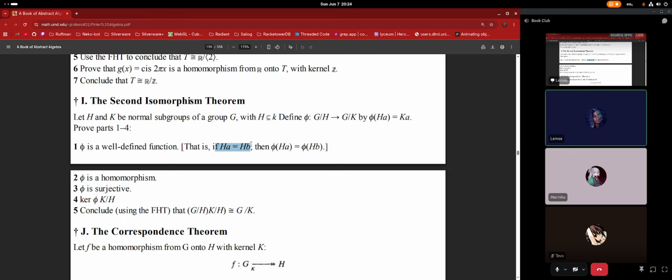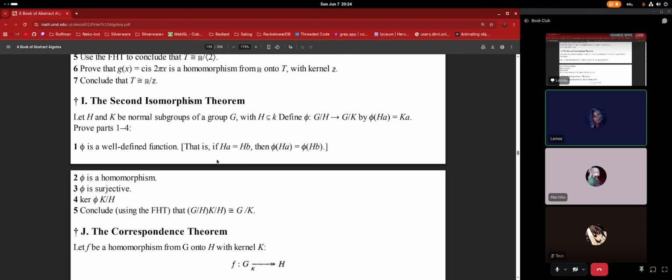That is, if Ha equals Hb, then phi(Ha) equals phi(Hb), which is going to be true, right? Because that's going to go to Ka and Kb, which are different unless a and b are equal. Then phi is a homomorphism. Well, we have to do the checks with the criteria that the book established before.